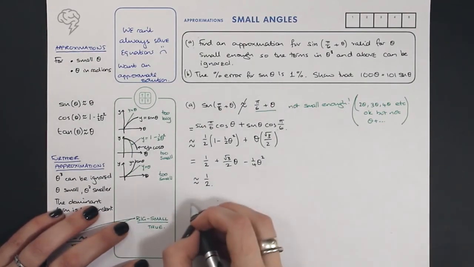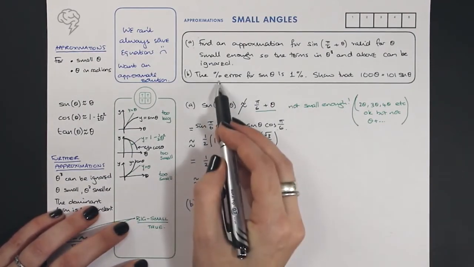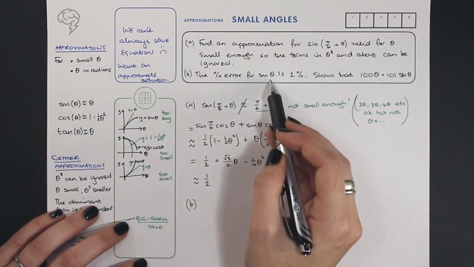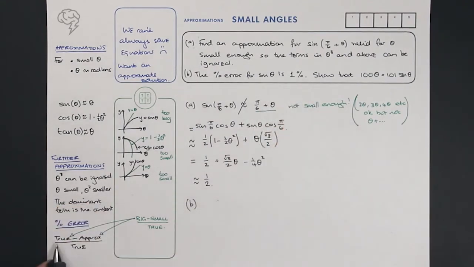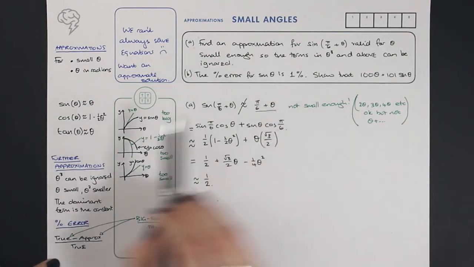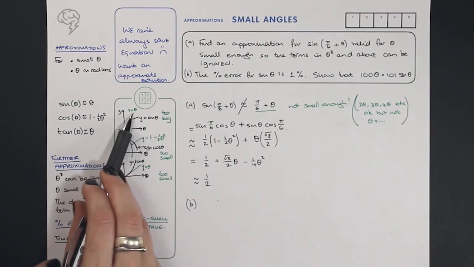Right, second question. Can we fit it down here? I think we can. Now we're doing percentage error, and we've already done the percentage error, and it's apparently 1%. So I don't know what angle I used, but the error is 1%. Now, I want to do true minus approximate over true, or approximate minus true over true, depending on which one's bigger. This is sine. My approximation is going to be a bit bigger.